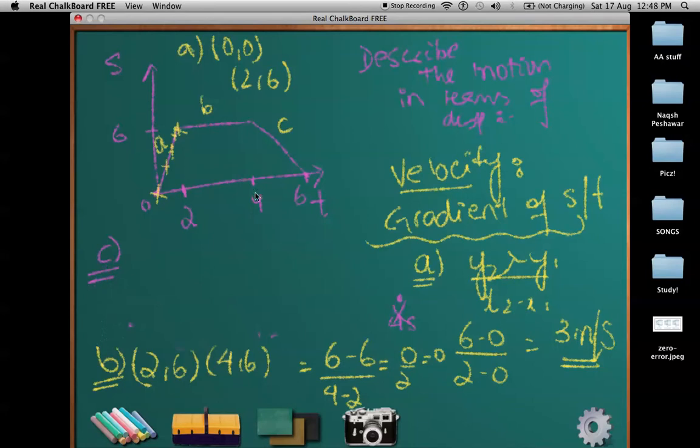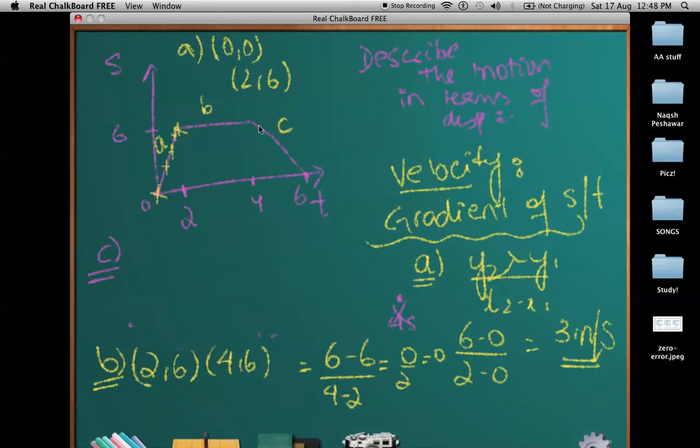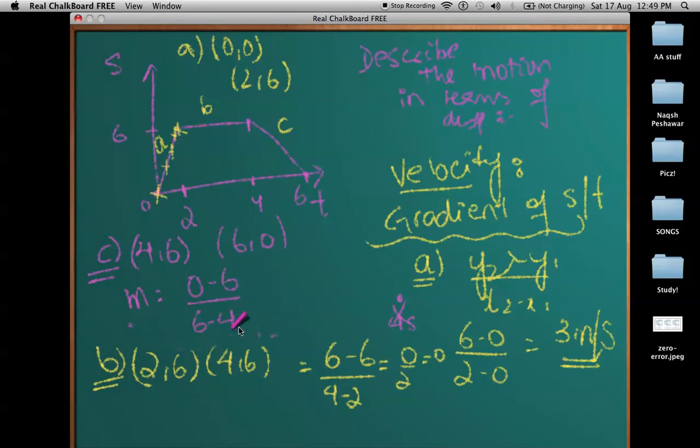From our interpretation, I can tell you that the graph will have a negative gradient. This point on this line is (4, 6), easily achievable: 4 on the x-axis, 6 on the y-axis, and this point is (6, 0): 6 on the x-axis, 0 on the y-axis. Now let's find out the gradient. y2 minus y1, 0 minus 6, divided by x2 minus x1, 6 minus 4.